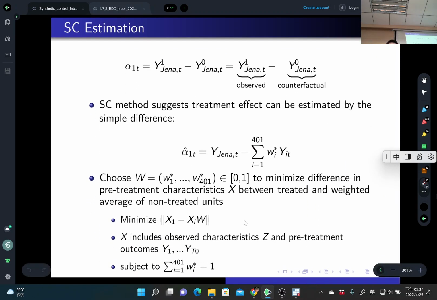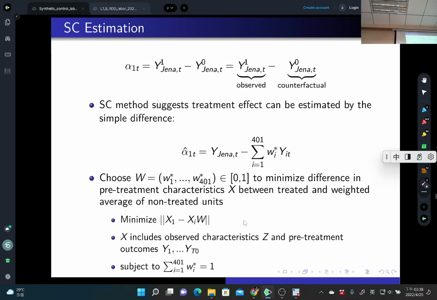The problem is you want to estimate the effect for the treated unit, Jena. How does implementing such a mask wearing policy affect COVID-19 cases? But you only observe Y1, the COVID-19 cases given they implemented this policy. You never know Y0: what if Jena did not implement such a policy? What would the spread of COVID-19 look like? So the synthetic control method recovers this Y0 using the weighted average of other states' observed outcomes. So we want to assign a weight to these 401 regions.